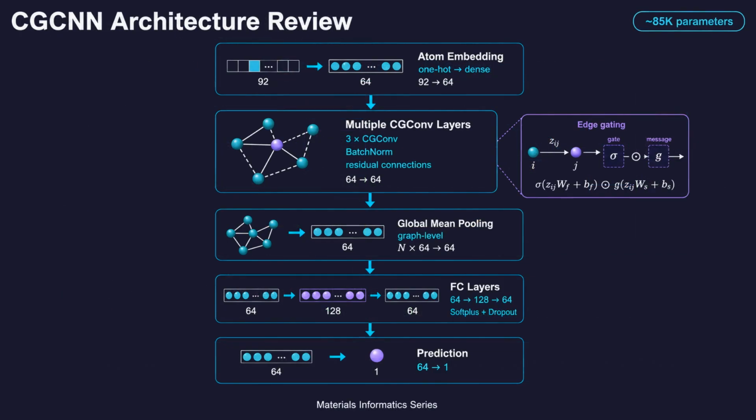Our CGCNN model architecture follows a standard pattern. The atom embedding layer transforms one-hot vectors to embeddings. Multiple CGConv layers with batch norm perform message passing with residual connections. Global mean pooling aggregates node features to a graph-level representation. Finally, fully connected layers produce the prediction. The total model has tens of thousands of parameters.